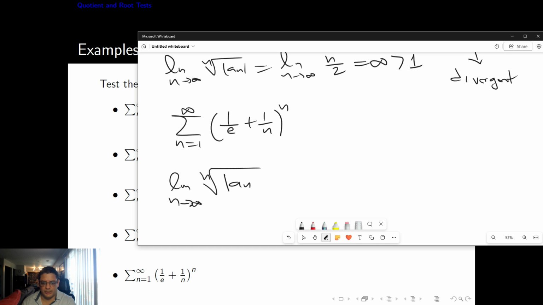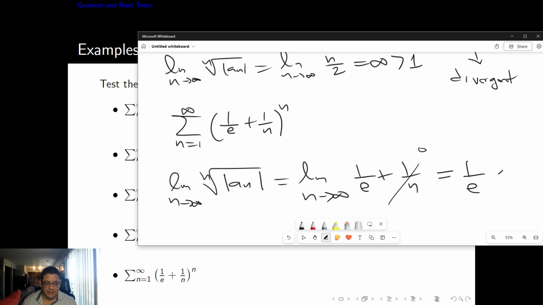You don't want to be guessing, because sometimes your guesses are going to be wrong. So this is the limit when n goes to infinity of the nth root of the absolute value of the term. If we take the root, it's going to be actually 1 over e plus 1 over n. Oh, so notice that this goes to 0, and so this whole limit goes to 1 over e. And this is less than 1. So this actually is going to be convergent by the root test.